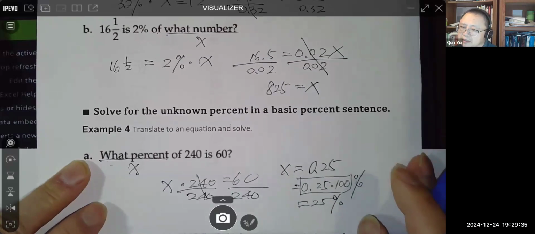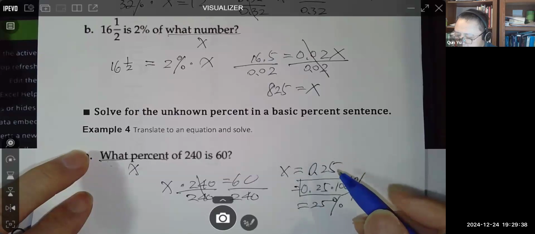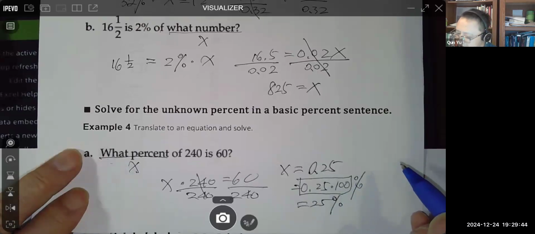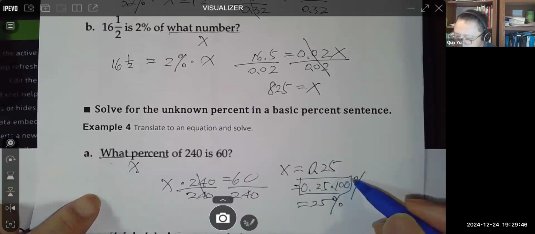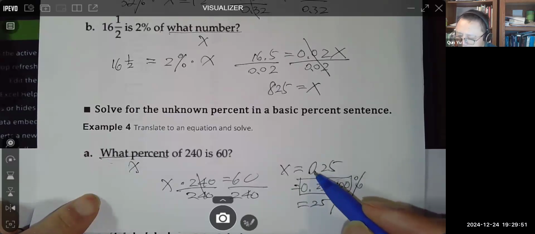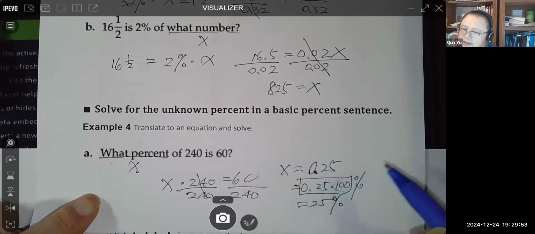Many teachers teach this part that you just need to move the decimal point to the right 2 places and add the percentage symbol. And that is true because when you multiply by 100, it is equivalent to moving the decimal point to the right by 2 places.